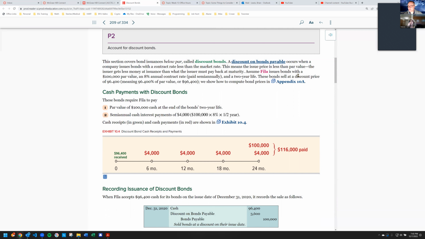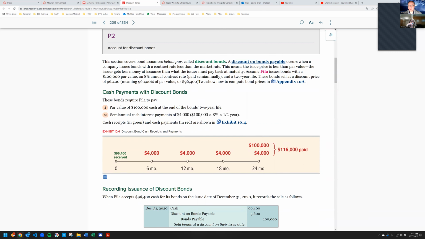And then they'll say it sells, right? So they issued it. This is the contract. That's effectively the issuance. And then it's sold either at a discount or a premium, and they'll tell you what that is. Now, they may just say these bonds sell at 96.4 or something like that, or 96.4% of par value. They'll give you some portion of this, and they'll ask you, is that a premium or is that a discount?